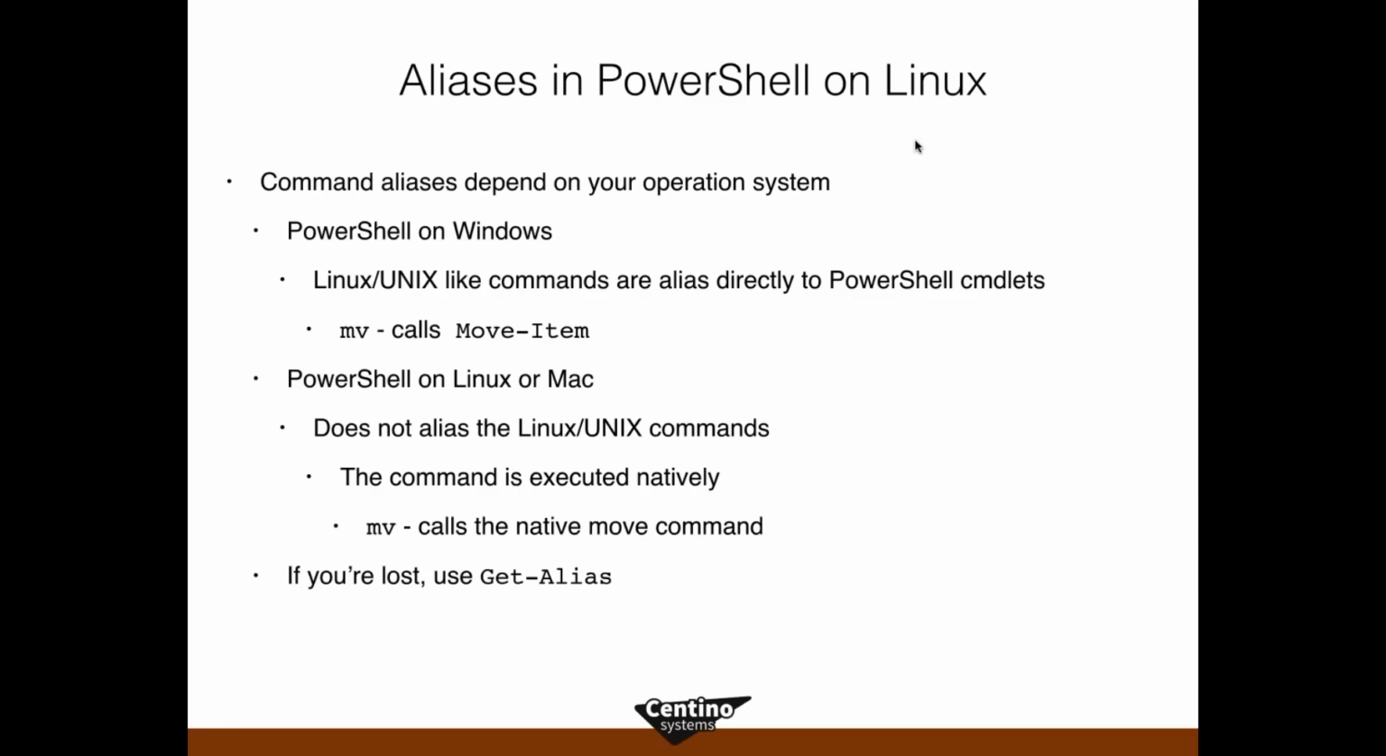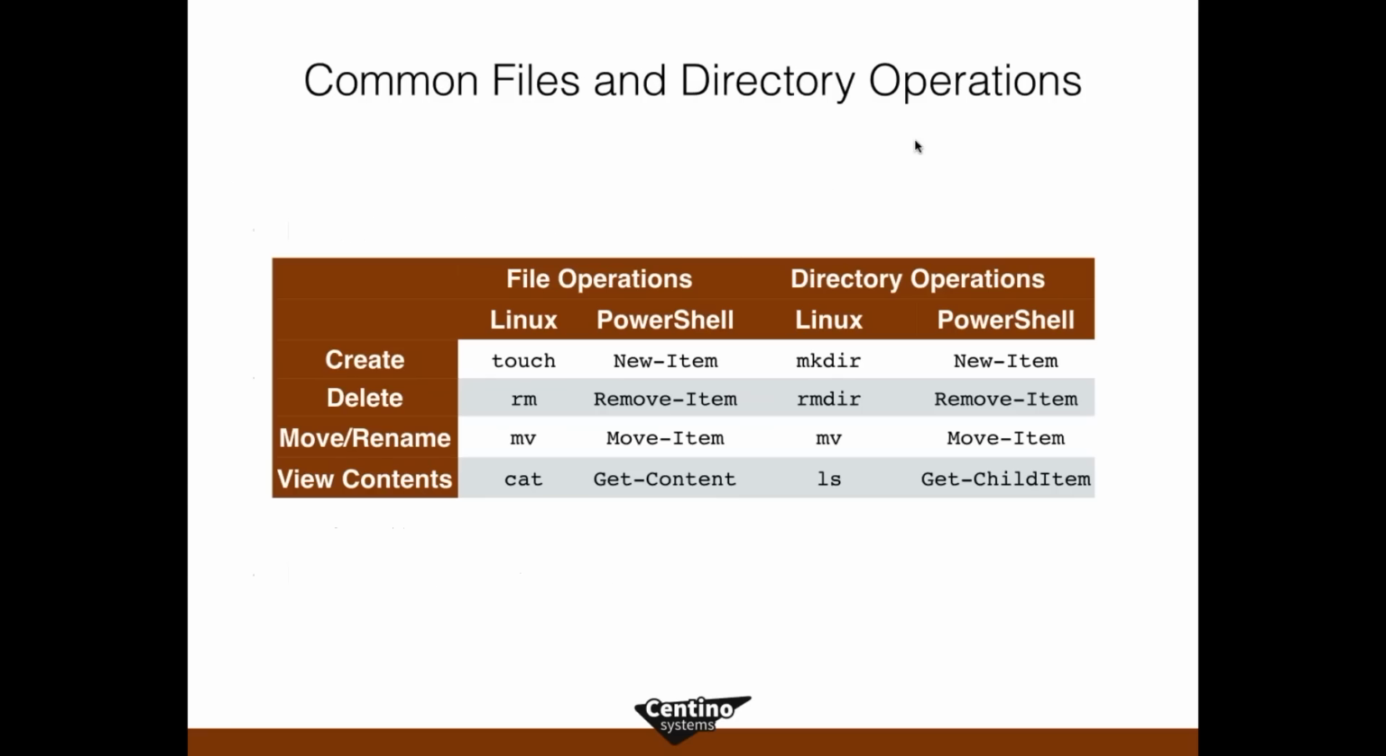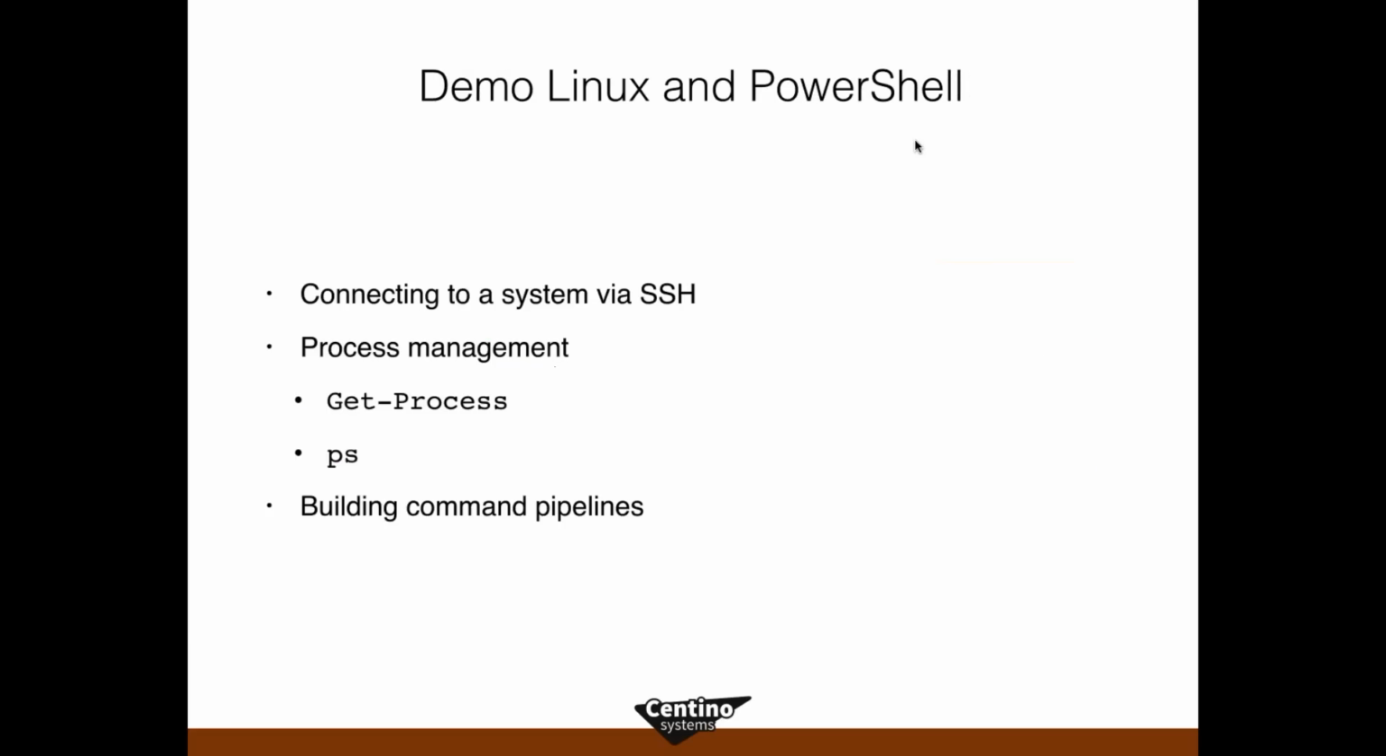Now, if you do get lost, obviously you can use get alias to spit out all the aliases that are available on your platform. So just a quick little reference for you guys where I give you the file operations and directory operations. So on Linux, you can see touch, PowerShell, new items. You guys can go through that when you have some time to talk about the basic file system commands to move around in a Linux system.